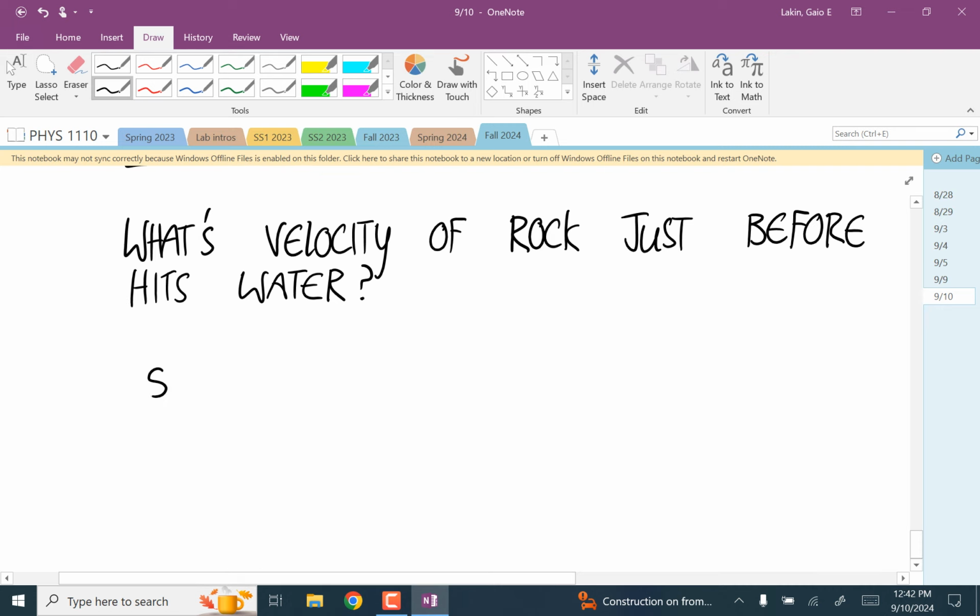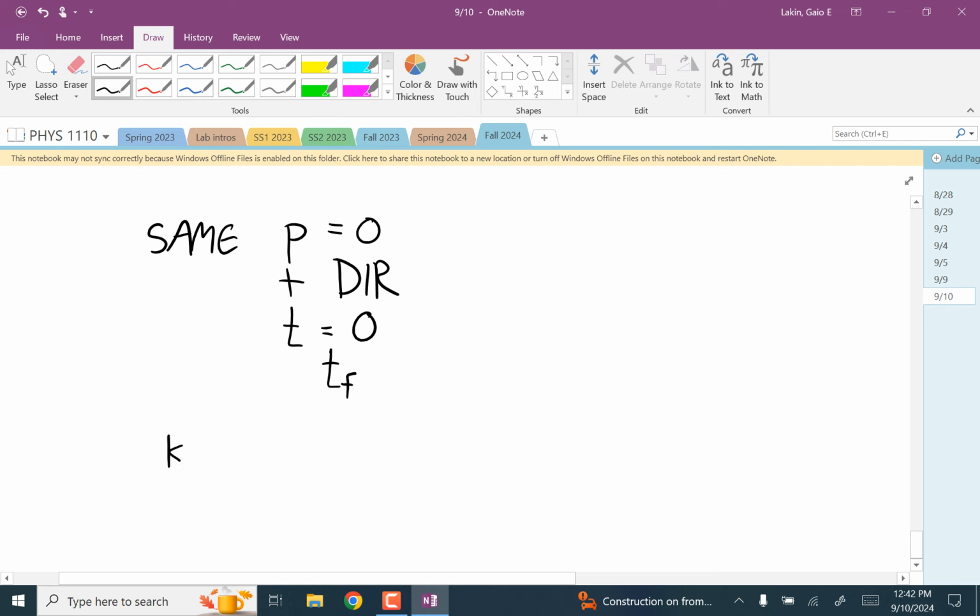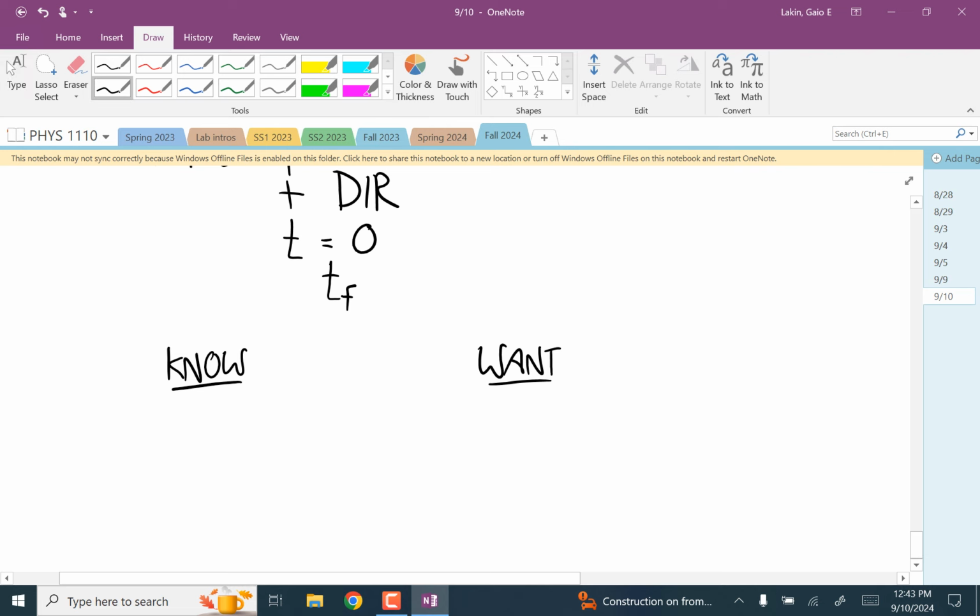It saves you a bit of time if you keep the four the same. So we're going to keep the same position equals 0, positive direction, and we're going to turn on and off the stopwatch at the same two instants. What that means is that when we go to figure out what we know and what we want, everything that we knew before, we still know. Plus, now we know one more thing because we calculated the initial position. So I'm going to list out again all the stuff we know. Our time final is still 1.2. Our acceleration is still negative 9.81.